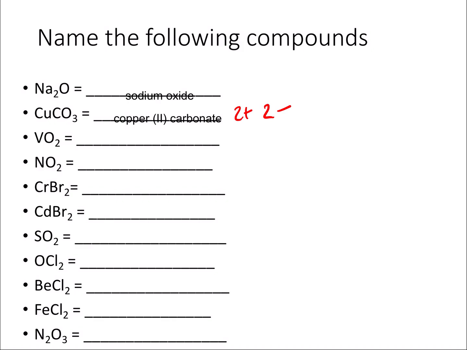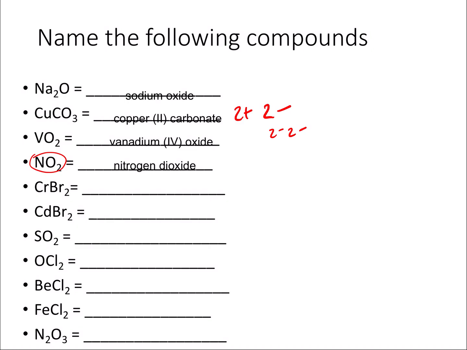Okay. V for vanadium. Well, if I've got 2 oxygens, I got a 2-, 2- scenario going on, it's probably going to be vanadium 4. Yep, vanadium 4 oxide. All right. I don't see any metals in this guy. So, please don't say mono for nitrogen, because you never say that for the first one. It's just nitrogen dioxide. Okay?